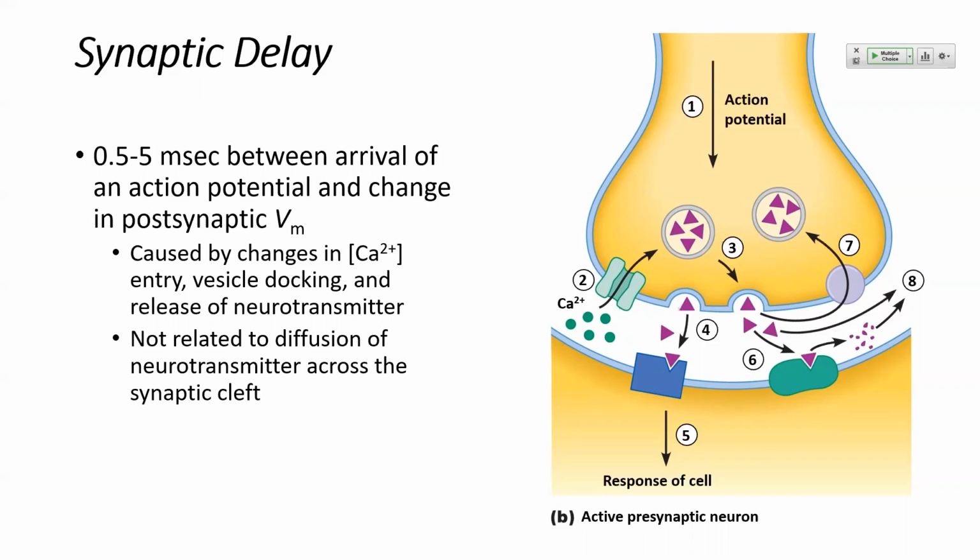There is a 0.5 to 5 millisecond delay between the arrival of the action potential at the presynaptic axon terminal and an actual response taking place on the following cell. So the delay here is due to the time that it takes for the vesicle to dock onto the axon terminal and the release of that neurotransmitter.